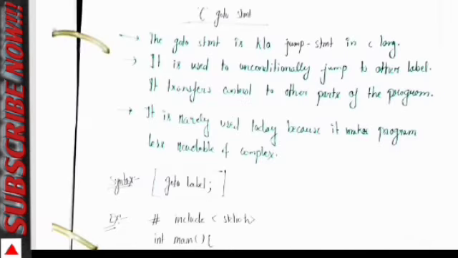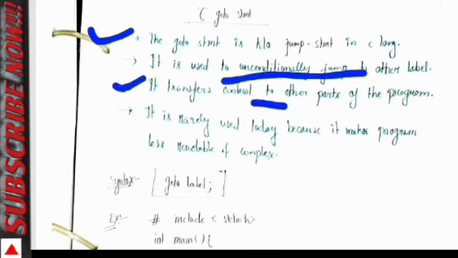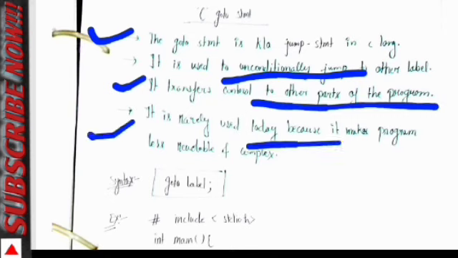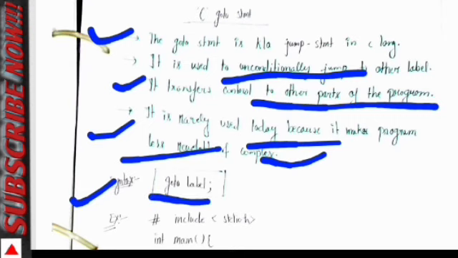Now come to the goto statement. The goto statement is also known as a jump statement in C language. It is used to unconditionally jump to another label. It transfers control to another part of the program. It is rarely used today because it makes programs less readable and complex. For syntax, goto label_name.